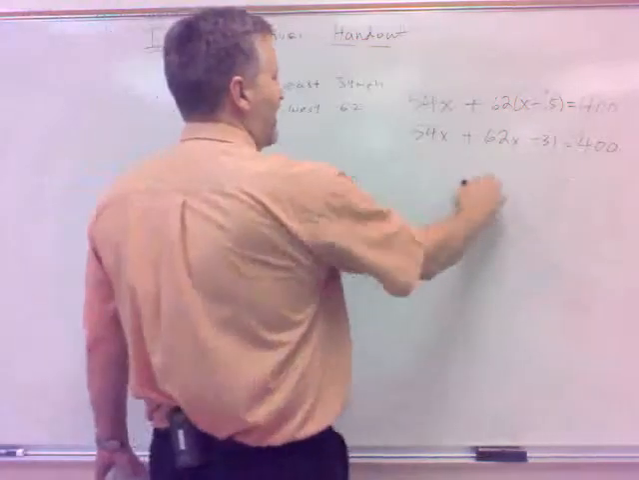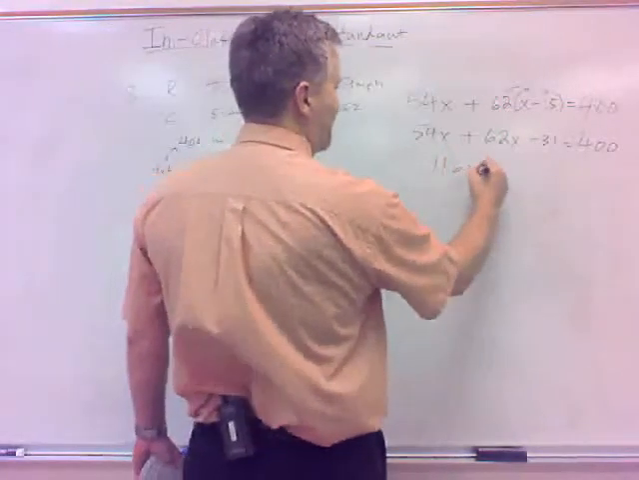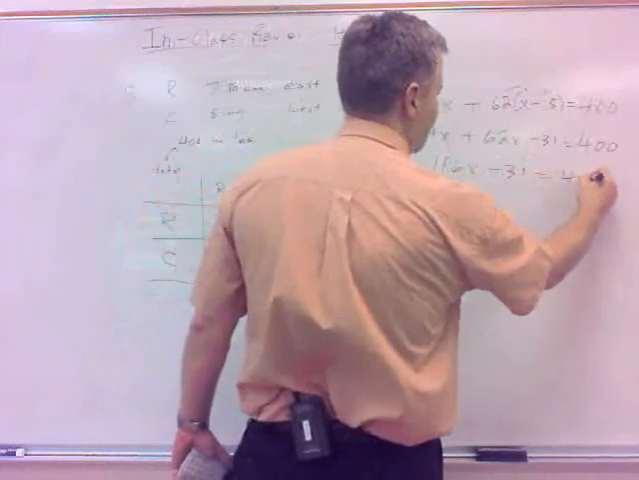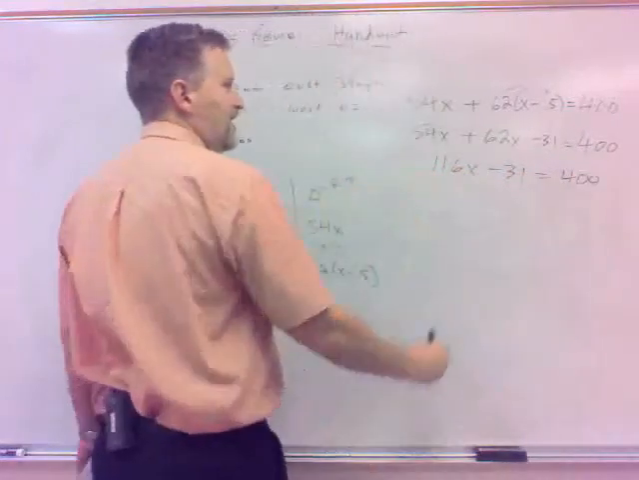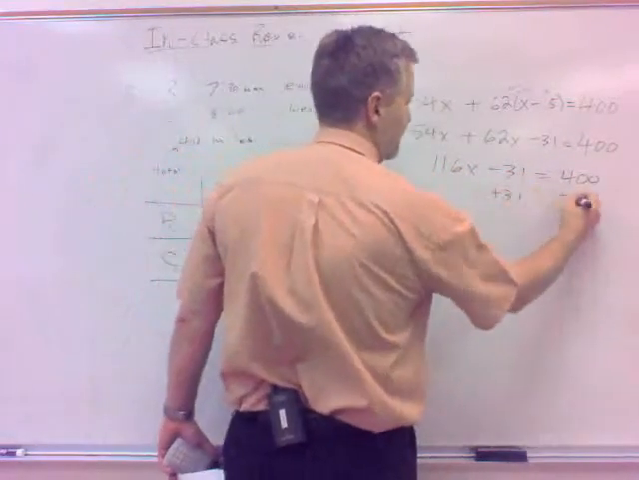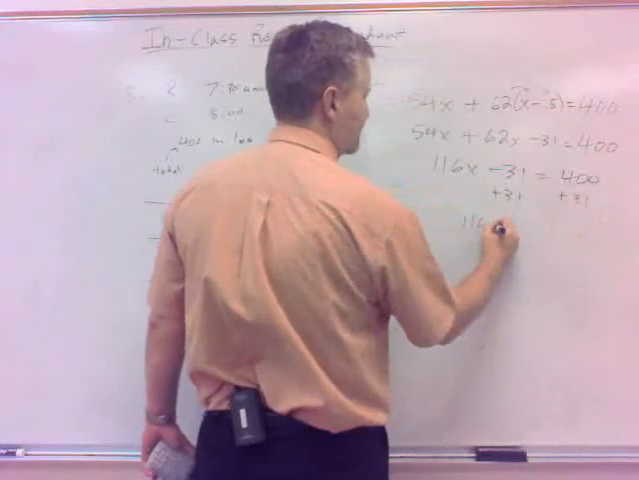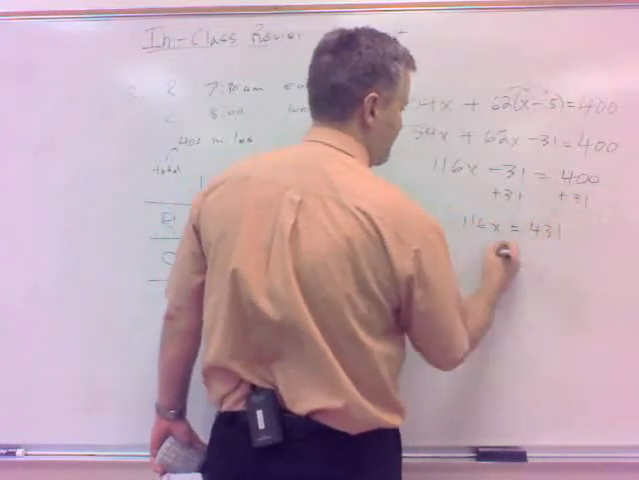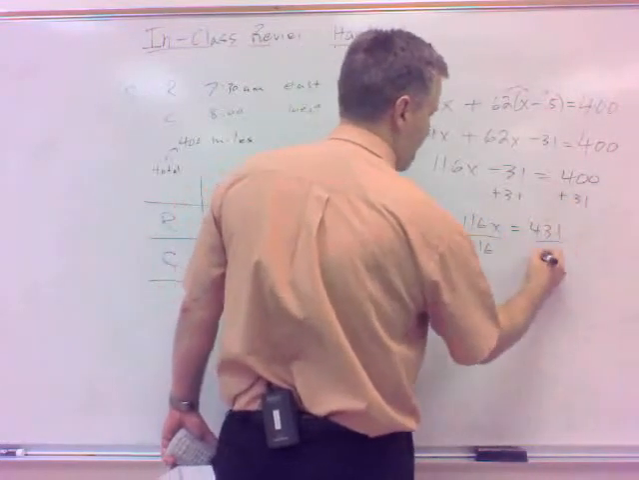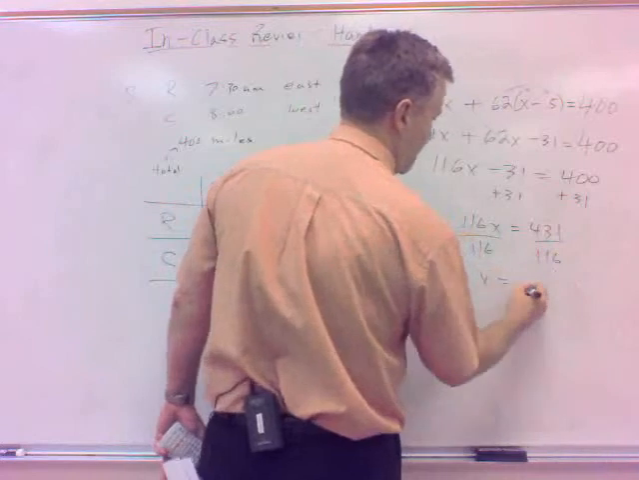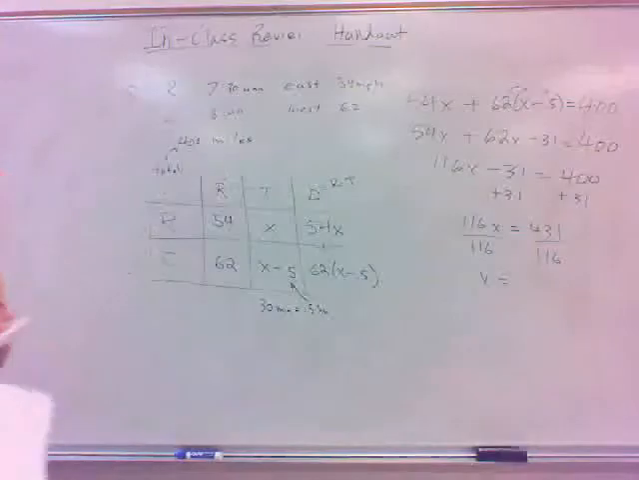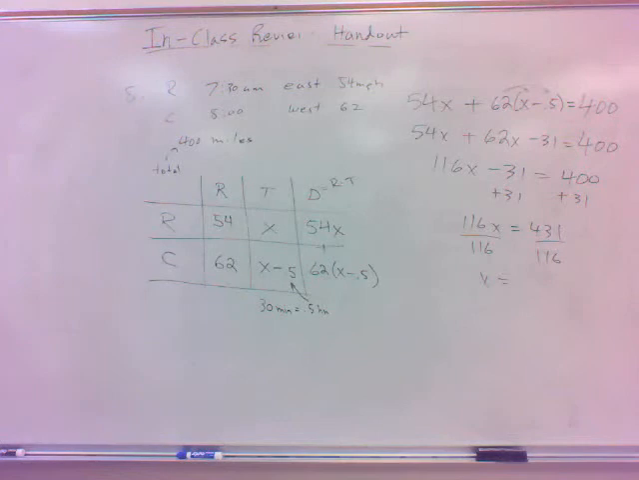All right, 116x minus 31 equals 400. Then add the 31. So it's 116x equals 431. So how about 431 divided by 116? Does that sound better? I believe it does. 3.7?